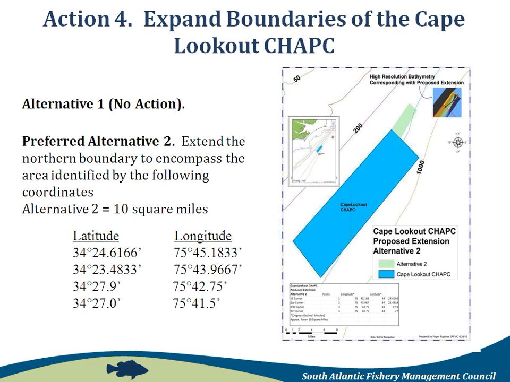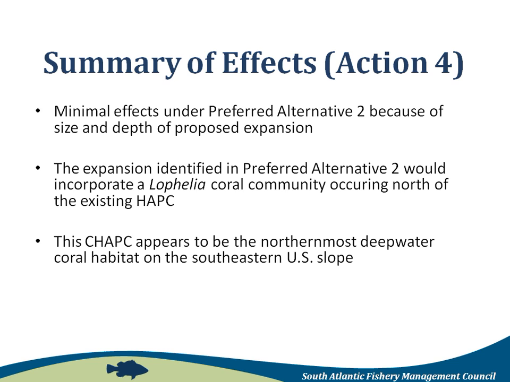The last action in the amendment is Action 4, and this would expand the boundaries of the Cape Lookout Coral HAPC. The intention is to incorporate a newly discovered area of Lophelia habitat north of the Coral HAPC. You can see in the map to your right, the inset box indicates the high relief bathymetry. So Alternative 1, again, is the no action alternative, and Preferred Alternative 2 would extend the northern boundary by approximately 10 square miles.